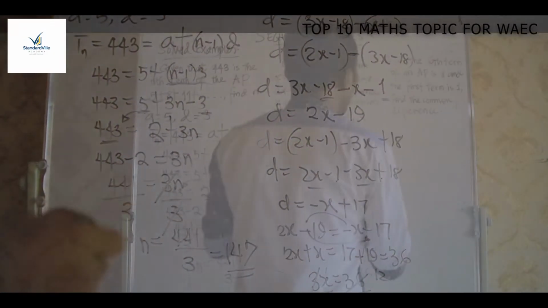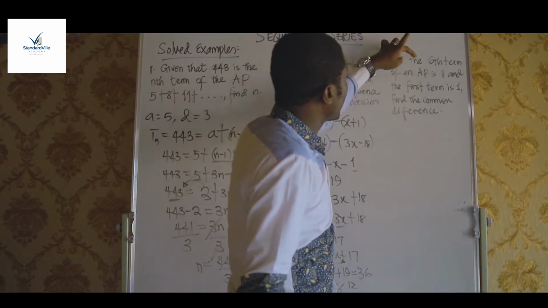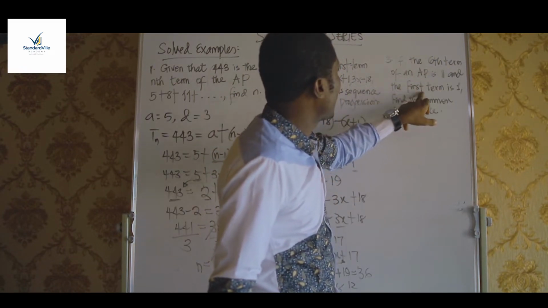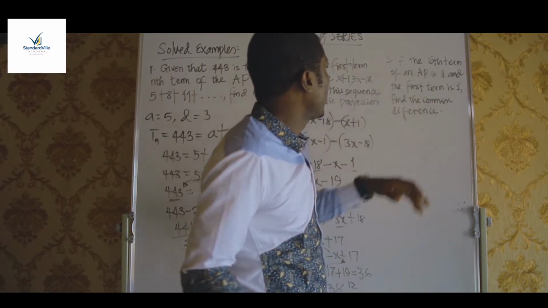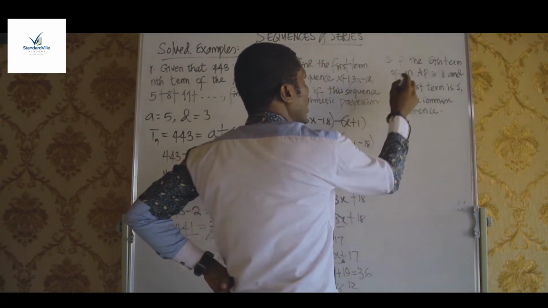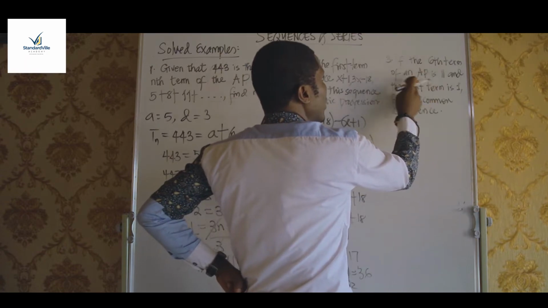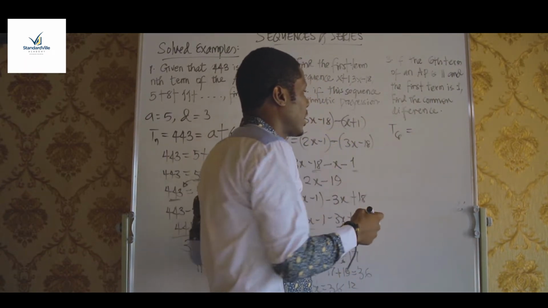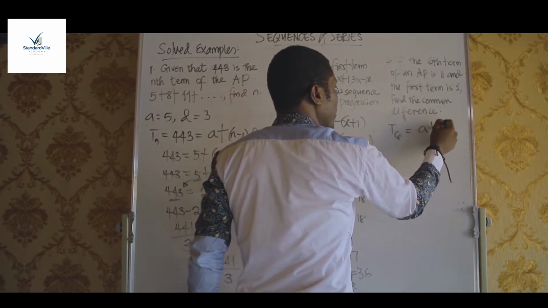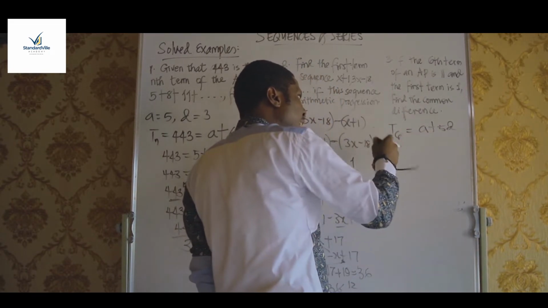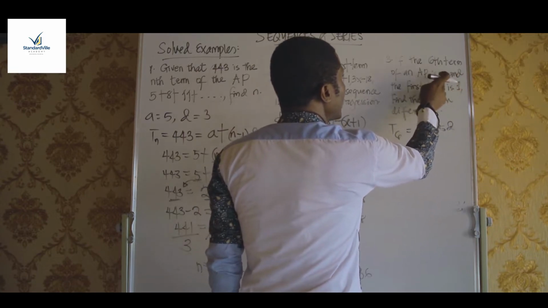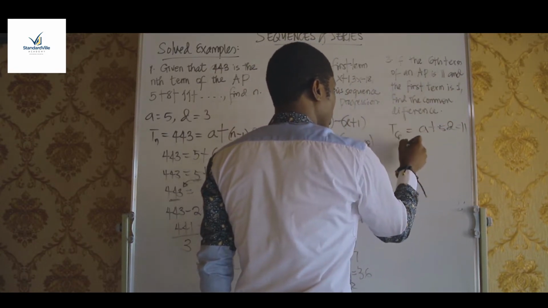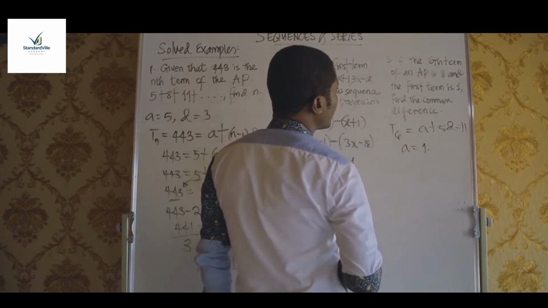That's the answer. So this question says, if the sixth term of an AP is 11, and the first term is 1, find the common difference. So we bring them out algebraically. Sixth term means T6. From what I told you earlier, T6 is going to be A plus 5D. T6 is A plus 5D. And then they said this T6 is 11. First term is 1, so A is equal to 1.